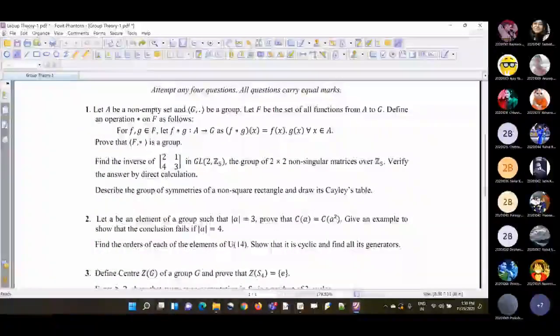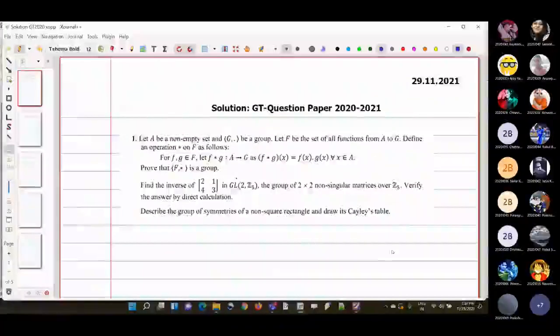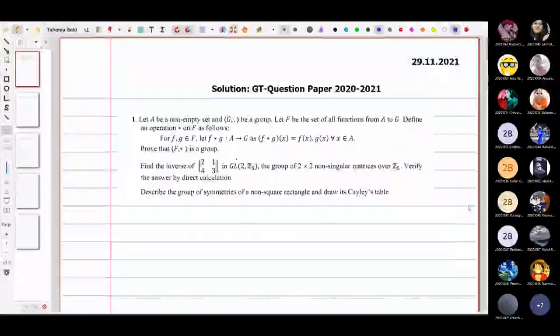So here is question number 1. A is given as a non-empty set, and G is a group. Of course, G is also non-empty because it is a group. Initially, when we define that G is a group, we take G to be non-empty. So let us not prove, but we can write the solution.